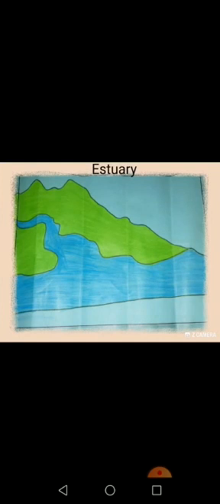The next one is estuaries. What are estuaries? Estuaries are the places where the rivers widen and enter in the sea. Estuaries can make good harbors for ships. Now, students, what is a harbor? Harbor is the place where the ships or boats take shelter.